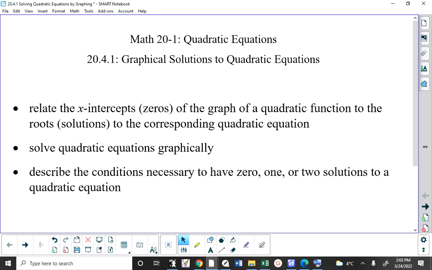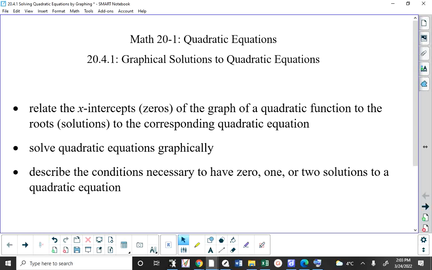any quadratic equation. But I want to point out to you that even when we talk about solving equations graphically, you have to use algebra sometimes to get the right equation. The graphical approach is just not something that's going to save the day all the time. So today what we're looking at doing is relating x-intercepts of a graph of a quadratic function.